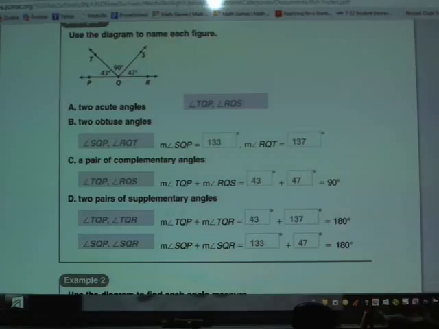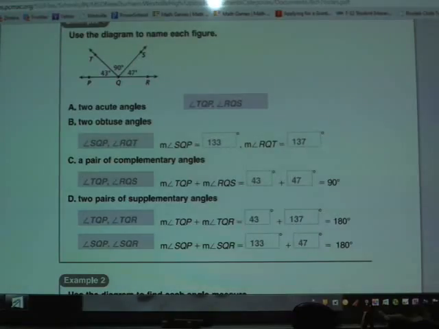So let's start off with number 1 here. They're asking us to use the diagram to name each figure. So what I want you to do is take your finger and your thumb, your pointy finger and your thumb, make an L. What you're looking at there, once you make an L with those, is a right angle.